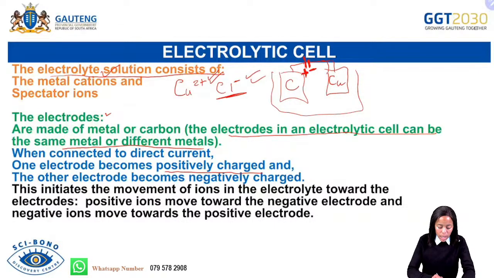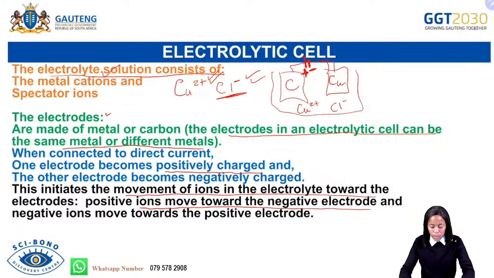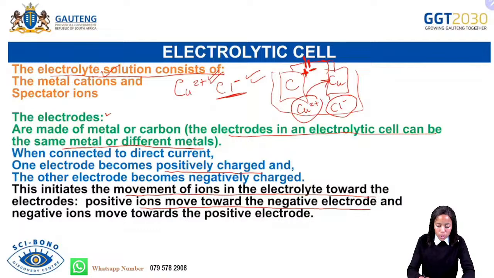Then it says this initiates the movement of ions in the electrolyte towards the electrodes. Positive ions move towards the negative electrode. So if in solution we have Cu2+ and Cl-, the positive ions in solution are going to move towards the negative electrode there. And the chloride ion is negative, so negative ions are going to move towards the positive electrode.